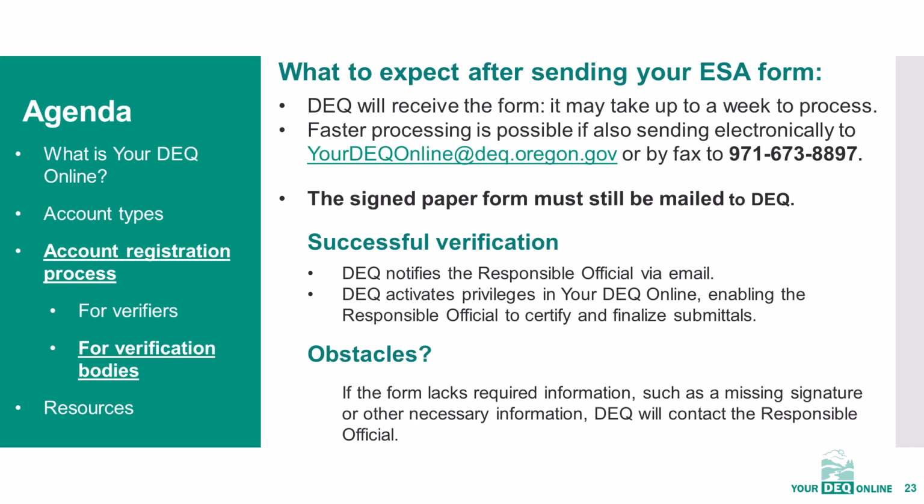For expedited processing, you may email the completed and signed form to Your DEQ Online at deq.oregon.gov. You must also mail a hard copy of the signed original form. Failure to mail the printed and signed form may result in withdrawal of your account privileges. While you are waiting for verification, you will be able to access the system on a limited basis, but you will not be able to submit a submittal. DEQ staff register successful identity verification in the user's account, activating full privileges, or if obstacles are encountered, DEQ staff will contact the responsible official.